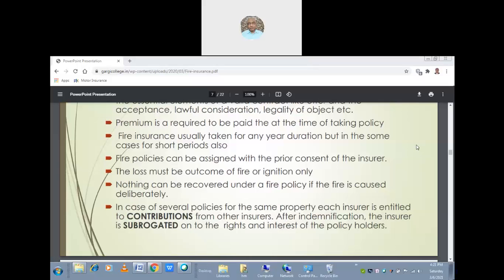So the loss must be an outcome. That is the ignition. Even if the ignition is made deliberately to destroy it, that also comes under fire. Nothing can be recovered under the fire policy if the fire is caused deliberately. See, suppose they have burnt it deliberately.